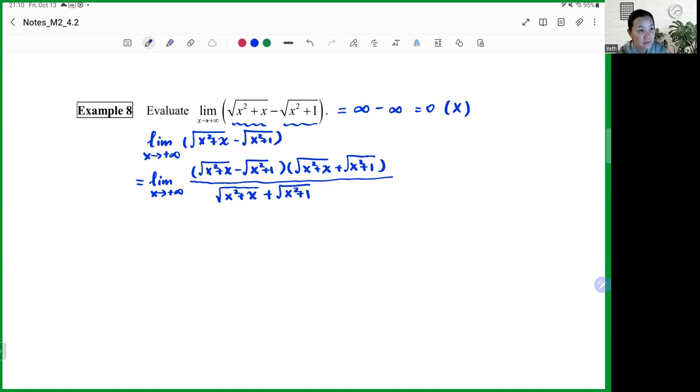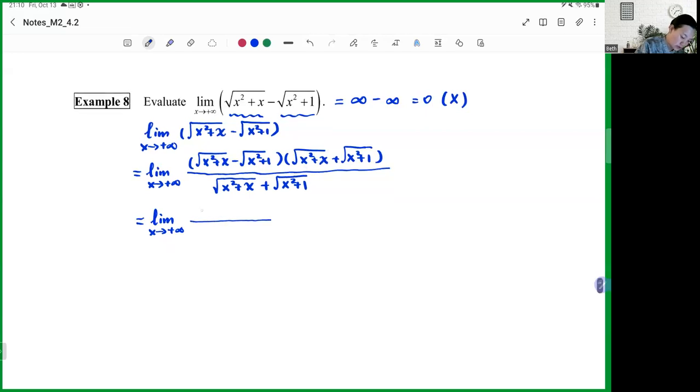Okay. Now, when I do that, I create a fraction. Now I will simplify the numerator only. The numerator is x squared plus x minus x squared plus 1. And I would keep the denominator. It can be further simplified.